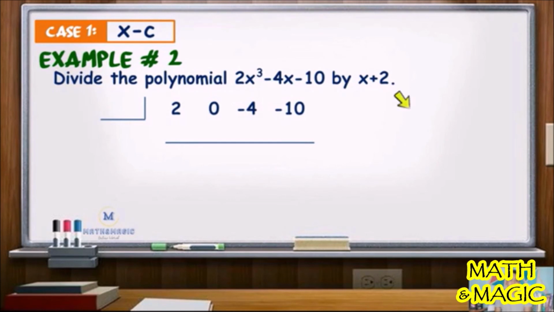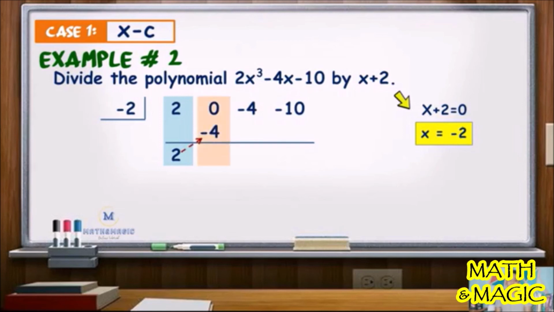Then, to find the value for our divisor, we equate x plus 2 with 0, making the value of x equal to negative 2. So, negative 2 is written on the left side, in the box. The same thing: bring down the first numerical coefficient, 2, and multiply it by negative 2, the number in the box. The answer is placed diagonally. 2 times negative 2 is negative 4. Next is to add. 0 plus negative 4 is negative 4.